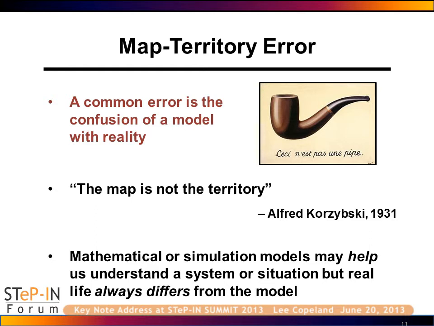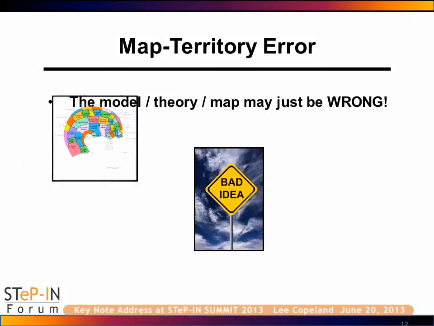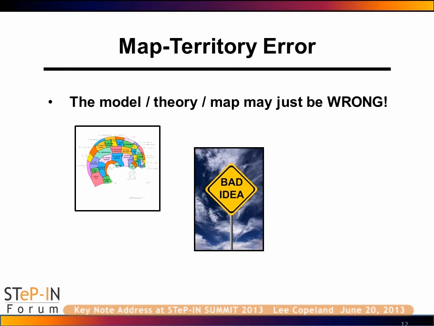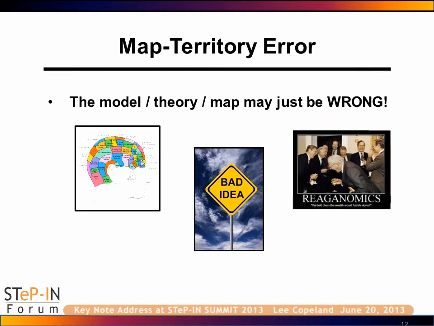Somebody once said, all models are wrong. Some models are useful. So we need to remember that. All models are wrong. They're wrong in certain aspects, but that doesn't mean they couldn't be useful. But don't confuse model with reality. The model, the theory, the map just could be wrong. Just could be a bad idea. Phrenology is a bad idea. It's just wrong. How about another one? Reaganomics. I don't know if you know enough about our President Ronald Reagan. He had this thing called the trickle-down theory of economics. The idea was if you gave rich people lots more money, it would then trickle down to people like me and you.